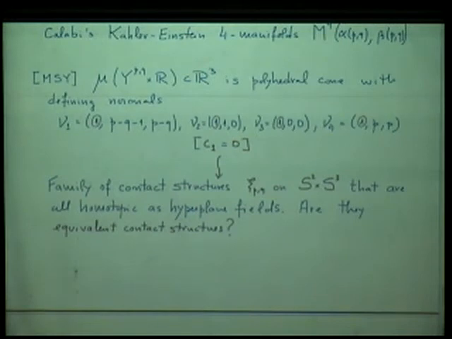Why are they all homotopic as hyperplane fields? Because they all have first Chern class zero, and in this dimension and for this manifold that is the only invariant. So as hyperplane fields on S2 cross S3, they are homotopic to each other. They are the same thing. The question is, from the point of view of contact geometry, are they equivalent as contact structures? Meaning, can we homotope them through non-integrable hyperplane fields, which is a contact isotopy? So this is an interesting question from the point of view of contact topology. And I came to it because of the underlying contact structures of the Sasaki-Einstein metrics that had appeared.